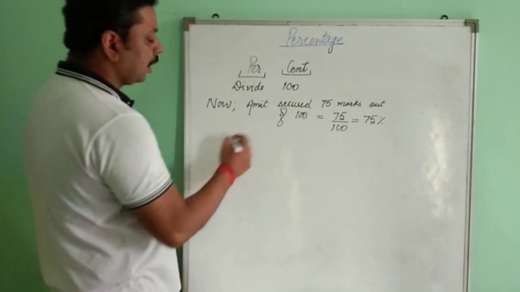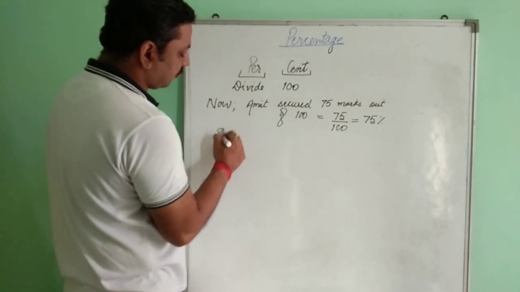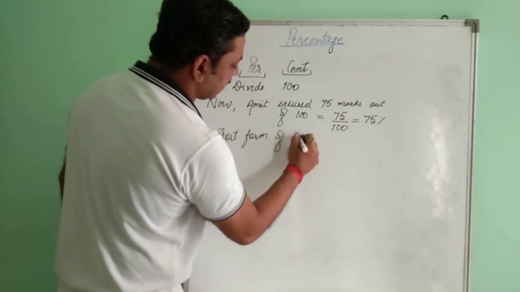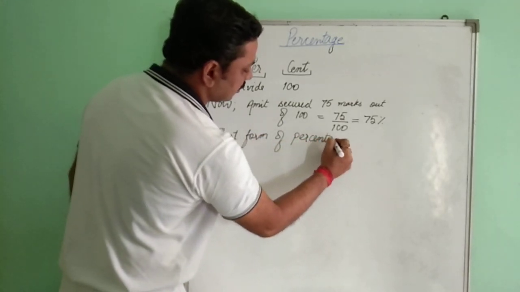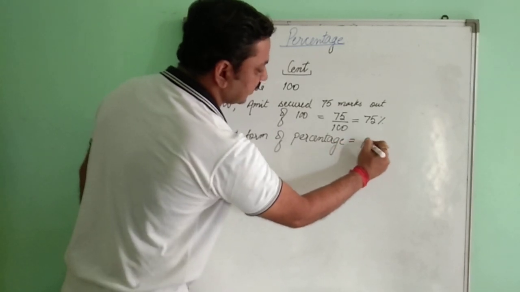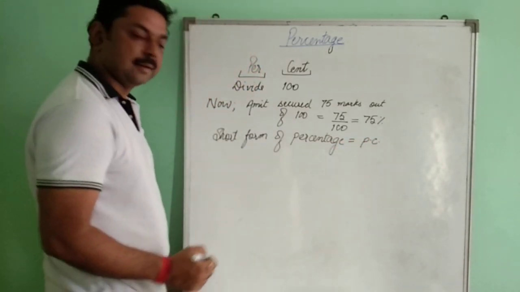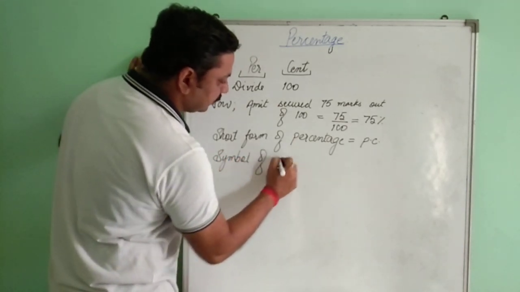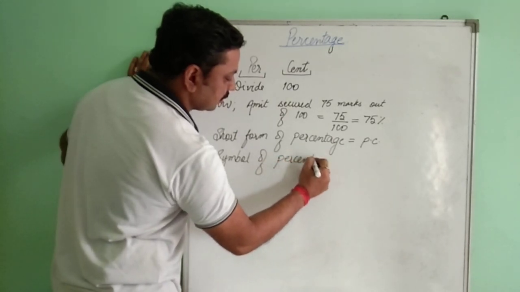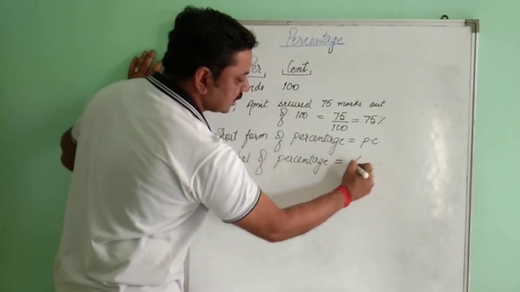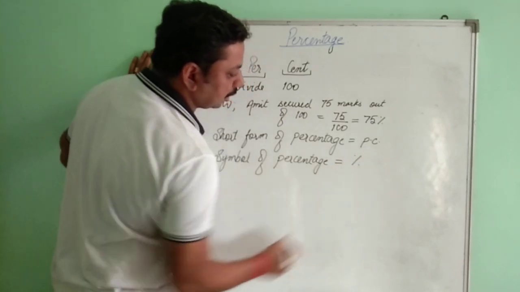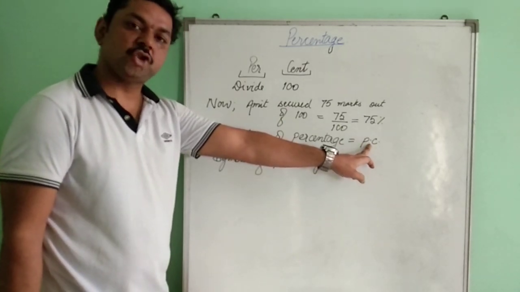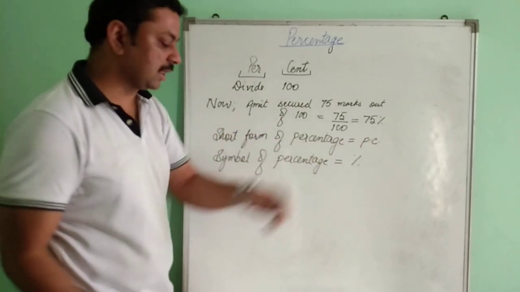Clear? Now, the short form of percentage is PC. Clear? The symbol of percentage is slash, 1 dot up, 1 dot down. This is your symbol of percentage, and this is the short form that you can write for percentage.